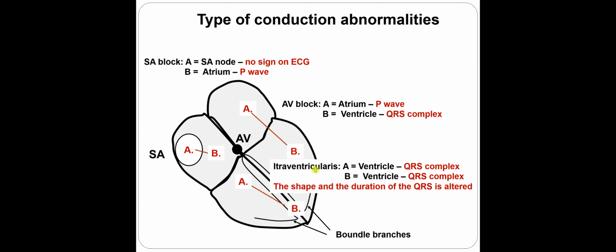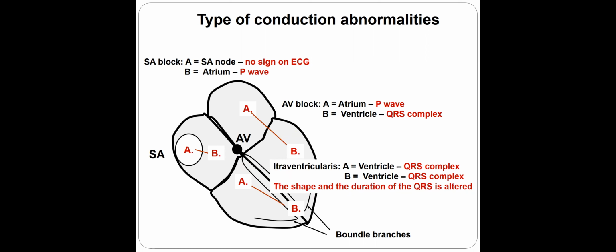Now, an intraventricular block, usually in the bundle branches, means that relatively a part of the ventricle is not activated normally. So what will happen? First of all, the width of the QRS complex will be wider, plus the normal shape of the QRS will be altered. So the shape and the duration of the QRS complex is how we diagnose these intraventricular conduction abnormalities.